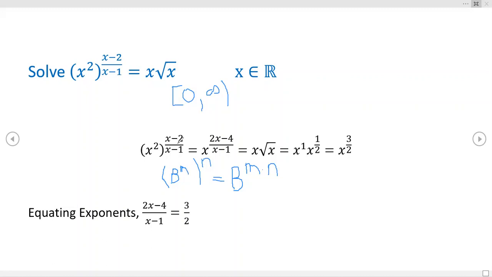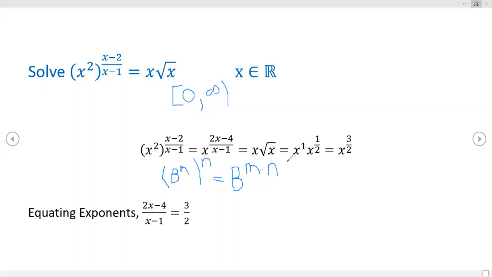And so that's exactly what happened. Our m right here is just x minus 2 over x minus 1, but 2 times that, you just multiply 2 against the numerator because this is really 2 over 1. So this is equal to x to the 2x minus 4 over x minus 1. So that's an exponent that's a fraction.